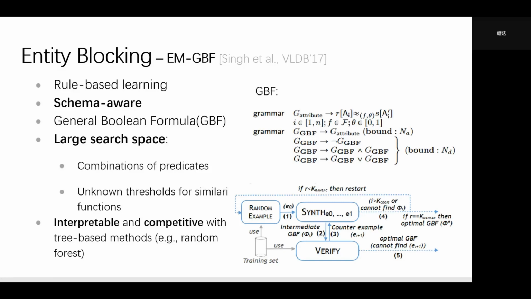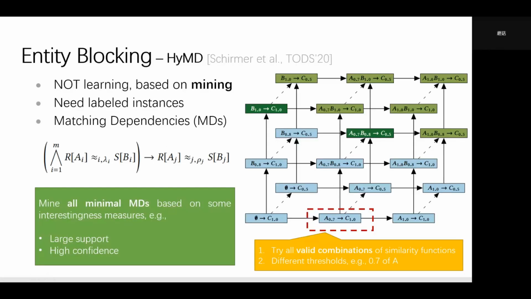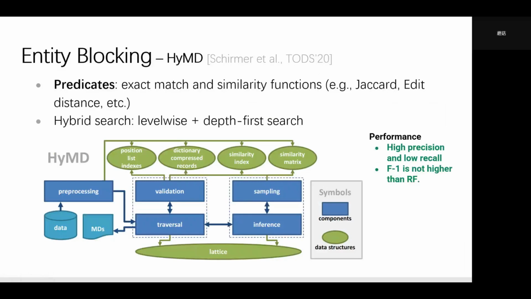Hybrid MD is also a blocking method, but it is based on mining instead of learning. The rule is the matching dependency rules. The objective is to mine all minimal MDs based on some interesting measures, such as large support or high confidence. To find all valid rules, they use a hybrid search method, which combines the breadth-wise and depth search manner to improve the performance. Hybrid MD shows that they have high precision but relatively low recall, and the F1 is not higher than the random forest.